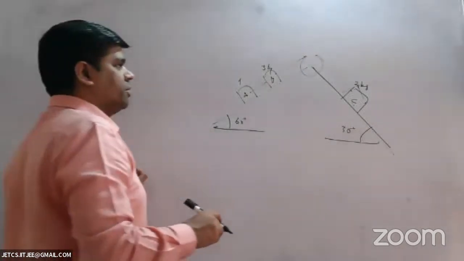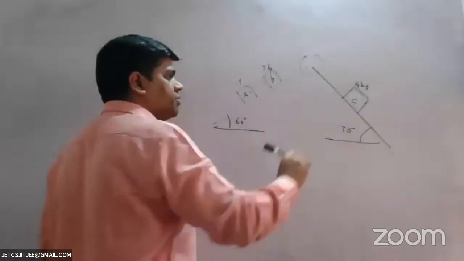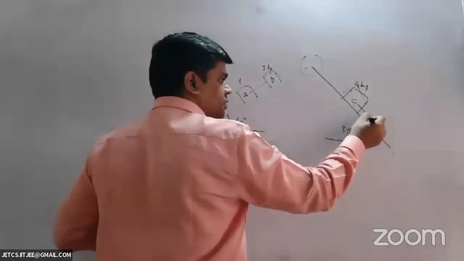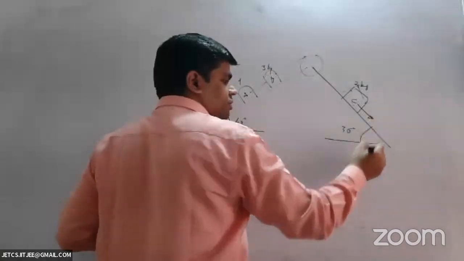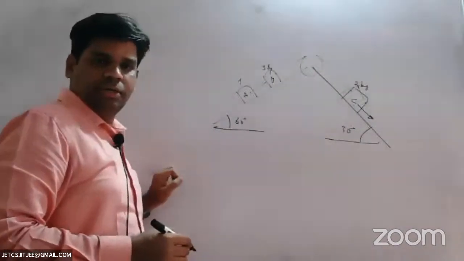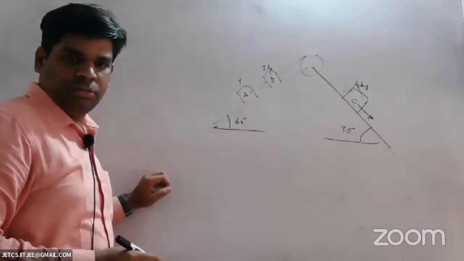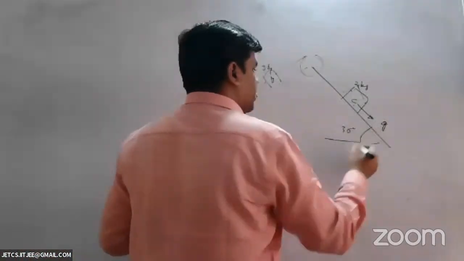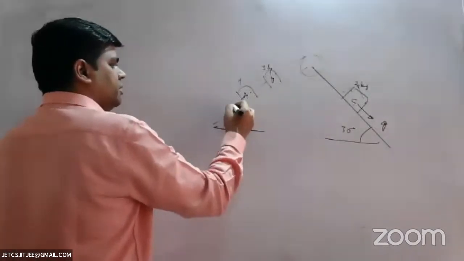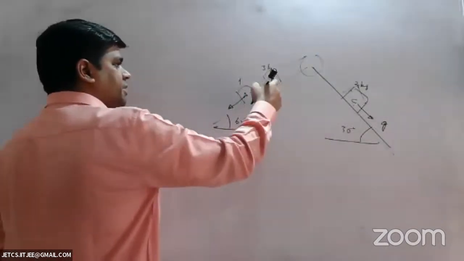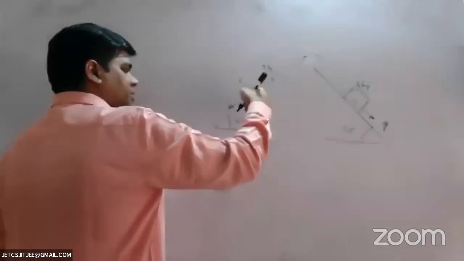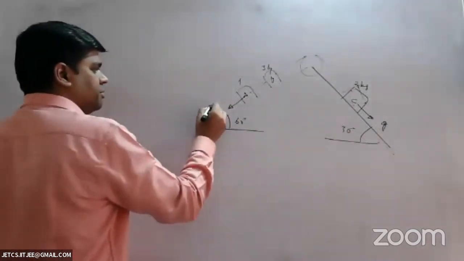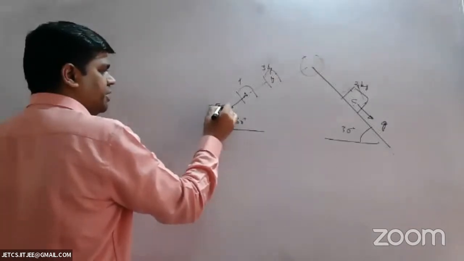So how do I find the acceleration of the blocks? Let's see which component is beating which component. The component over here is 2g sine 30. How much is 2g sine 30? 2g into 1 by 2, it is g. Now in this direction, I've got 1 plus 3, 4g sine 60. That will be 2 root 3 g.